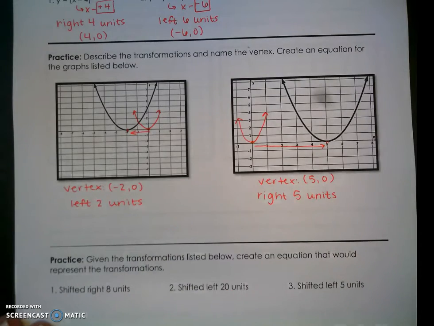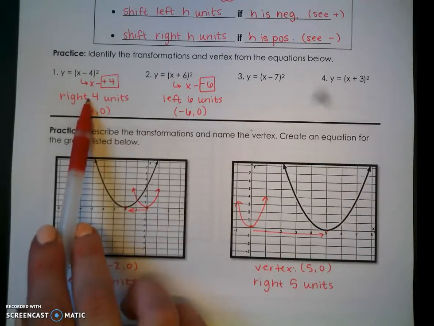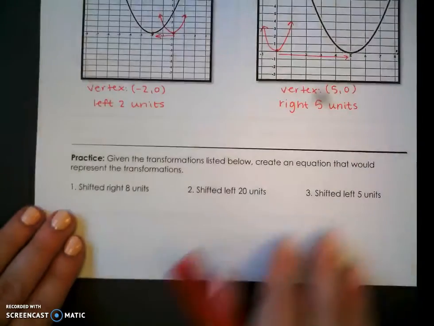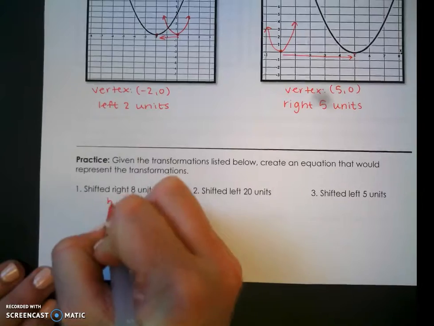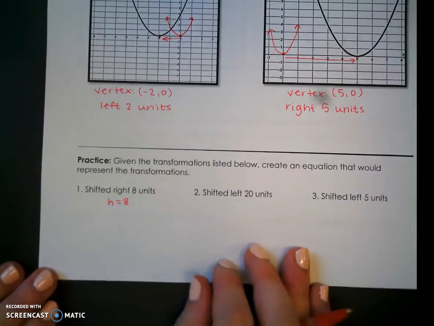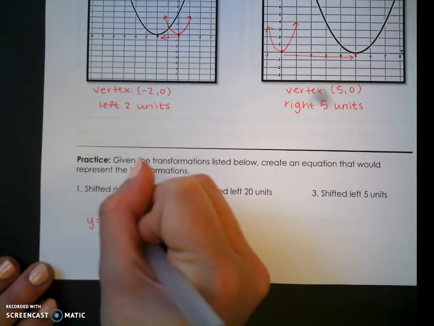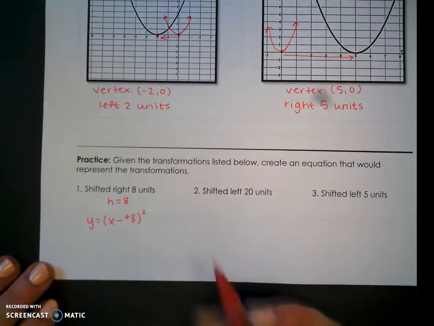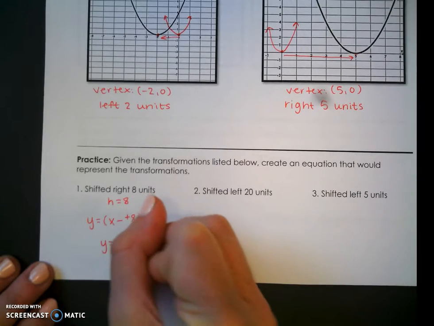And then we also talked about writing equations. So again, kind of like the opposite of this. It's going to tell us what the transformation is, and we have to write our equation. So if we are going to the right 8 units, that means our h is a positive 8, because it's going to the right, that's positive numbers over there on the axis. So we'd have y is equal to x minus a positive 8 squared. We're not going up or down, so I don't need anything at the back. Subtracting a positive is just the same thing as subtracting.